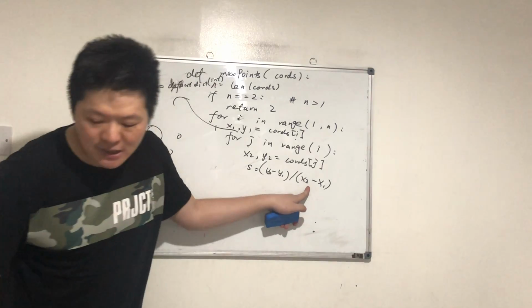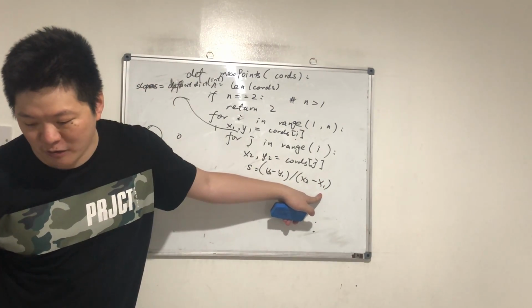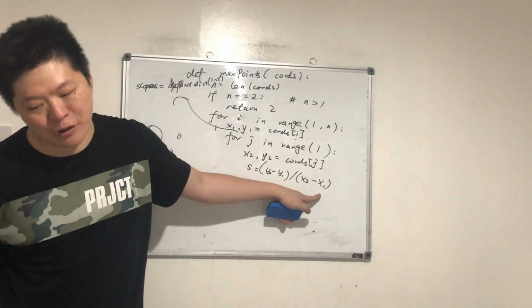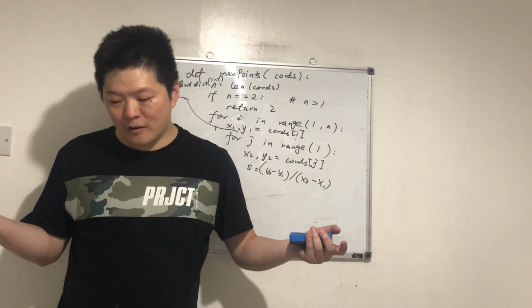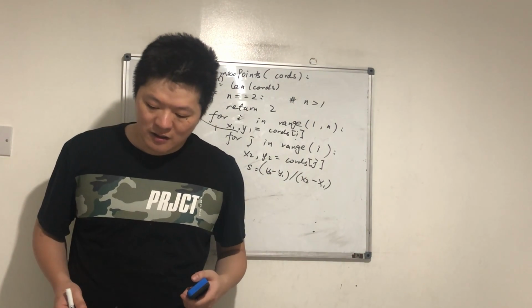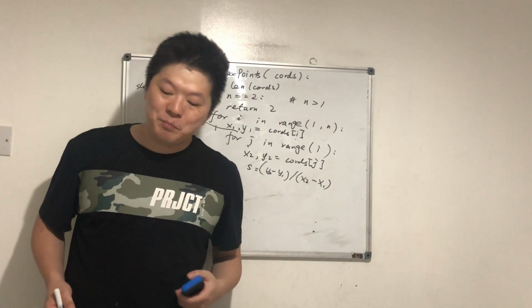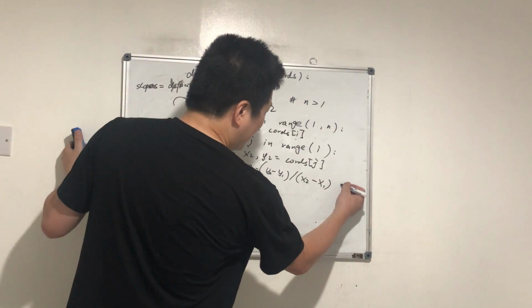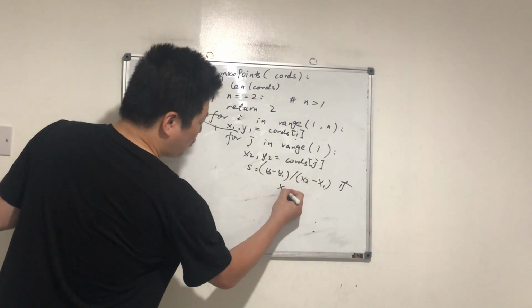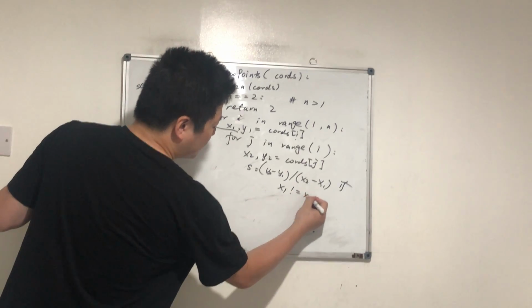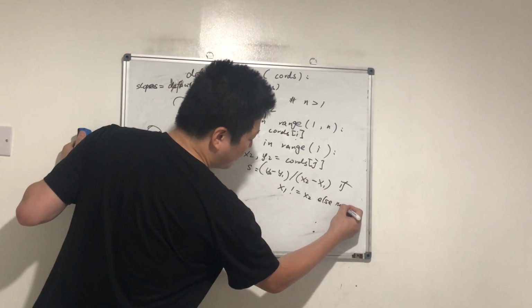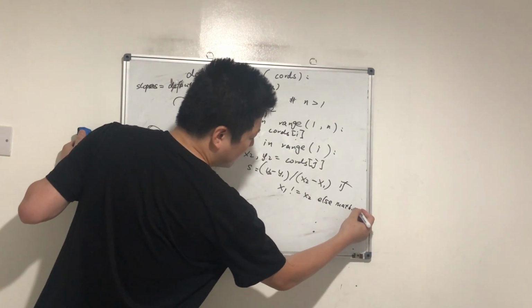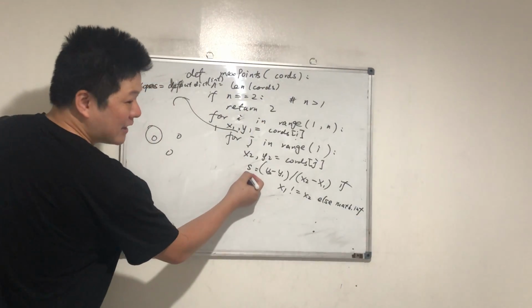Look, if x2 equals x1, what happens? We're dividing by 0, right? We don't want to let that happen. If a value is divided by 0, what happens? 1 divided by 0 is not possible. So we want to check: if x1 is not equal to x2, else we give it an infinity number, math.inf. And then we have a slope.